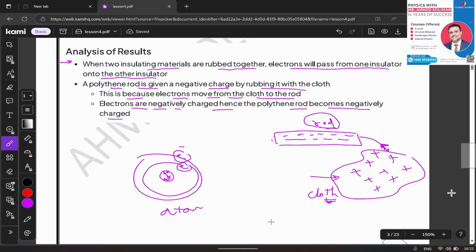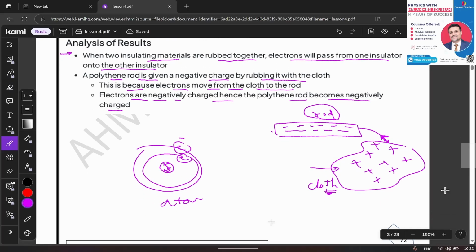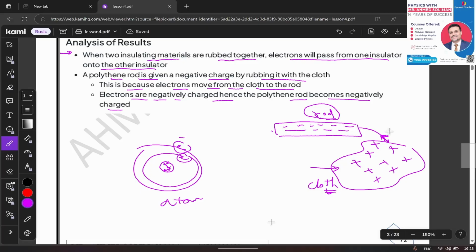What is the charge, Bara? What is the charge transferred from one object to another object? Electron. Electron, yes. And it carries a negative charge.